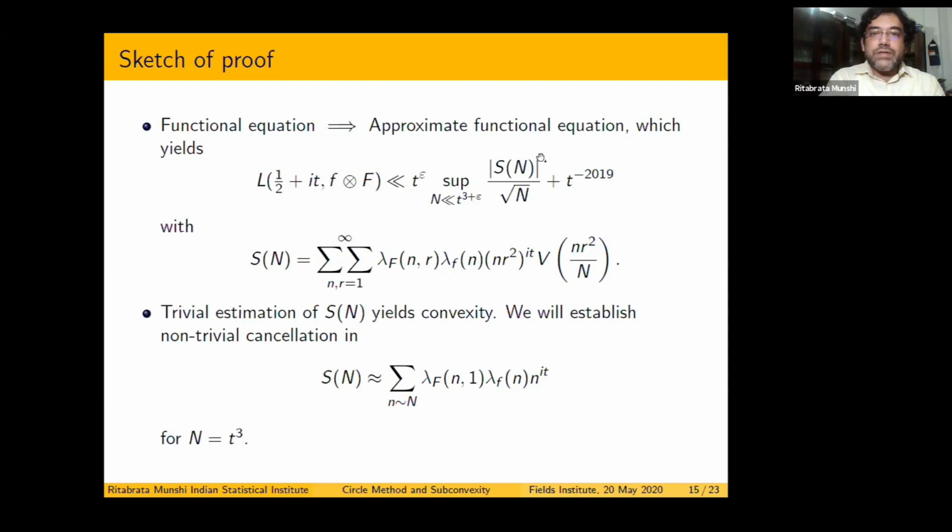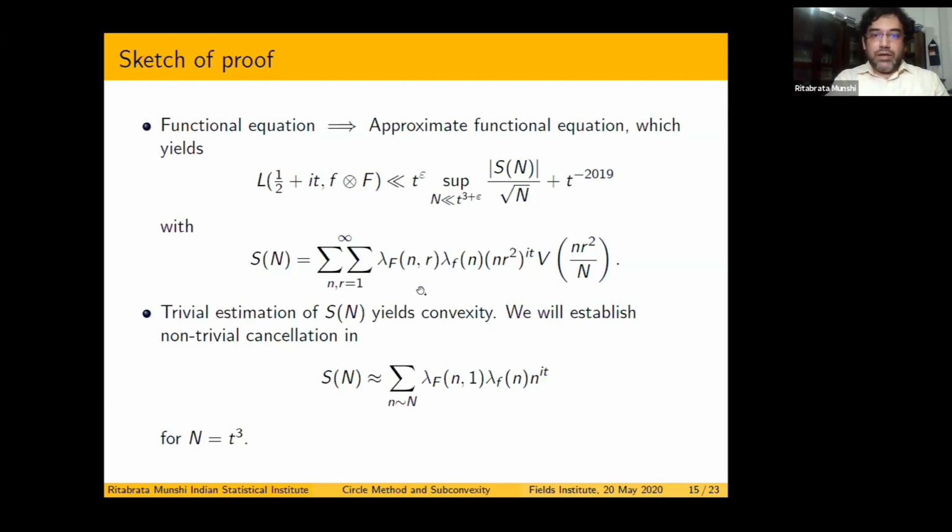Anyway, and what is S_n? The S_n are sums of this type. It involves the Fourier coefficients of capital F, the Fourier coefficient of small f, and then there's a smooth weight, and you have this n r squared to the power it. You will notice that if you put the trivial bound over here, if you use the Ramanujan bound on average, then you recover the convexity bound.